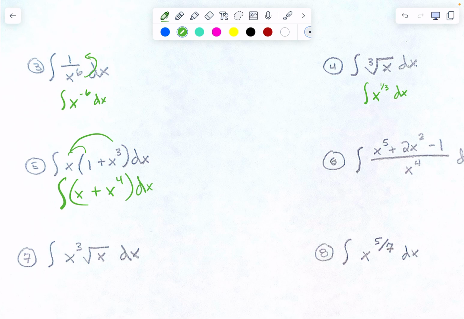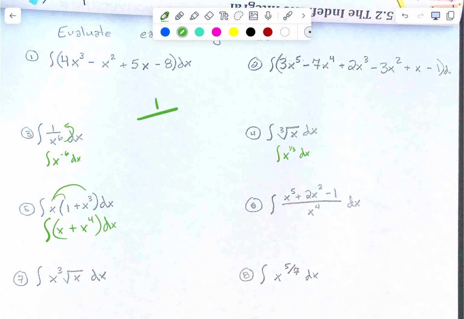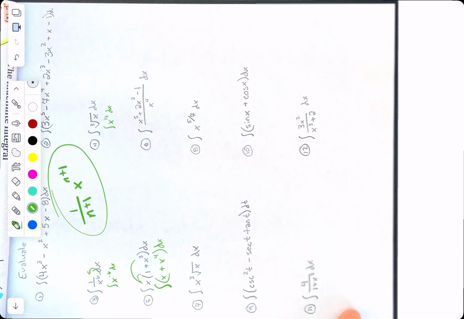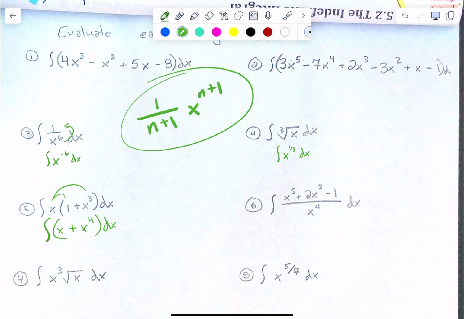If you need the formula, it is 1 over n plus 1, x to the n plus 1 power. So maybe you write that down somewhere on this page. Whatever your exponent is, 1 over n plus 1, x to the n plus 1. Like number 4: 1 over 4/3, when you simplify that whole thing, would end up being 3/4. So it would be 3/4 x to the 4/3, plus C. Don't forget your plus C's.